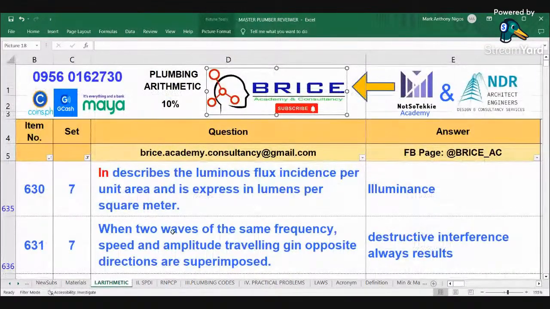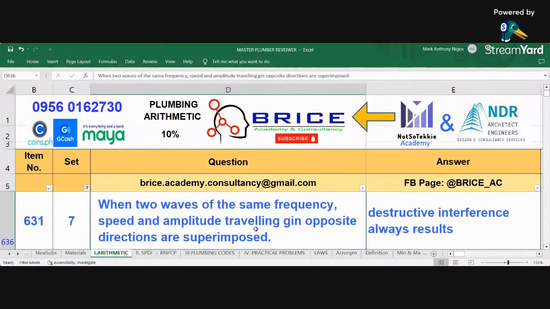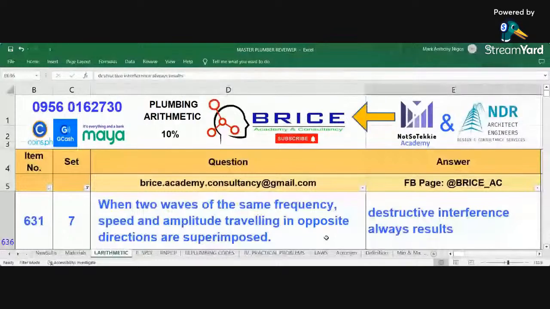Okay, tuloy tayo. 631. Two waves of the same frequency, speed, and amplitude traveling in opposite directions are superimposed. Mali pala yan. The answer is destructive interference always results.